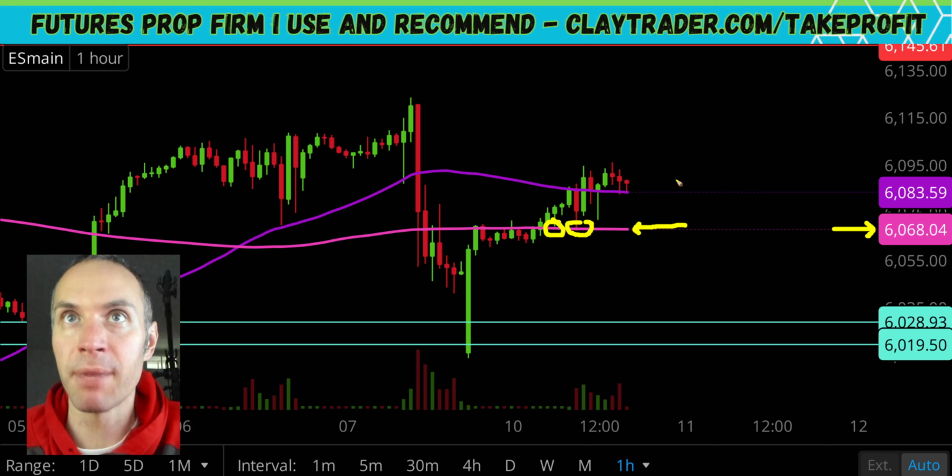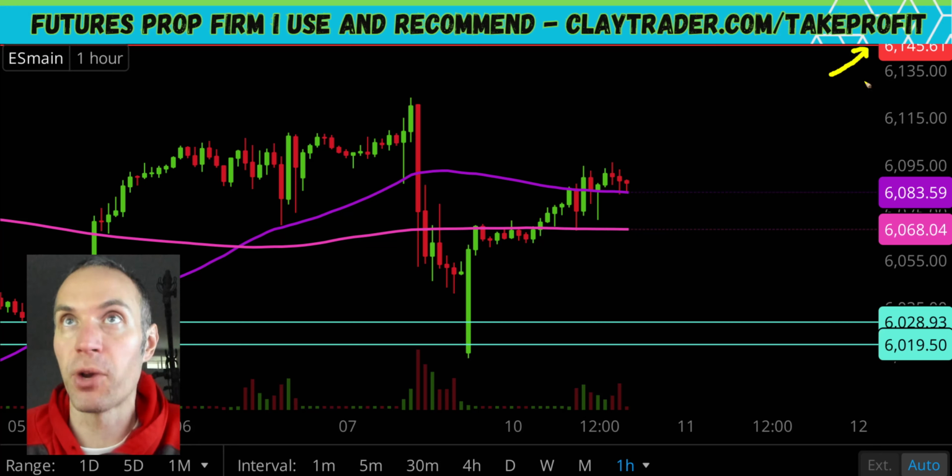Now, as far as key areas of resistance, yes, from an overarching standpoint, still got to stay focused on the 145 mark up there.